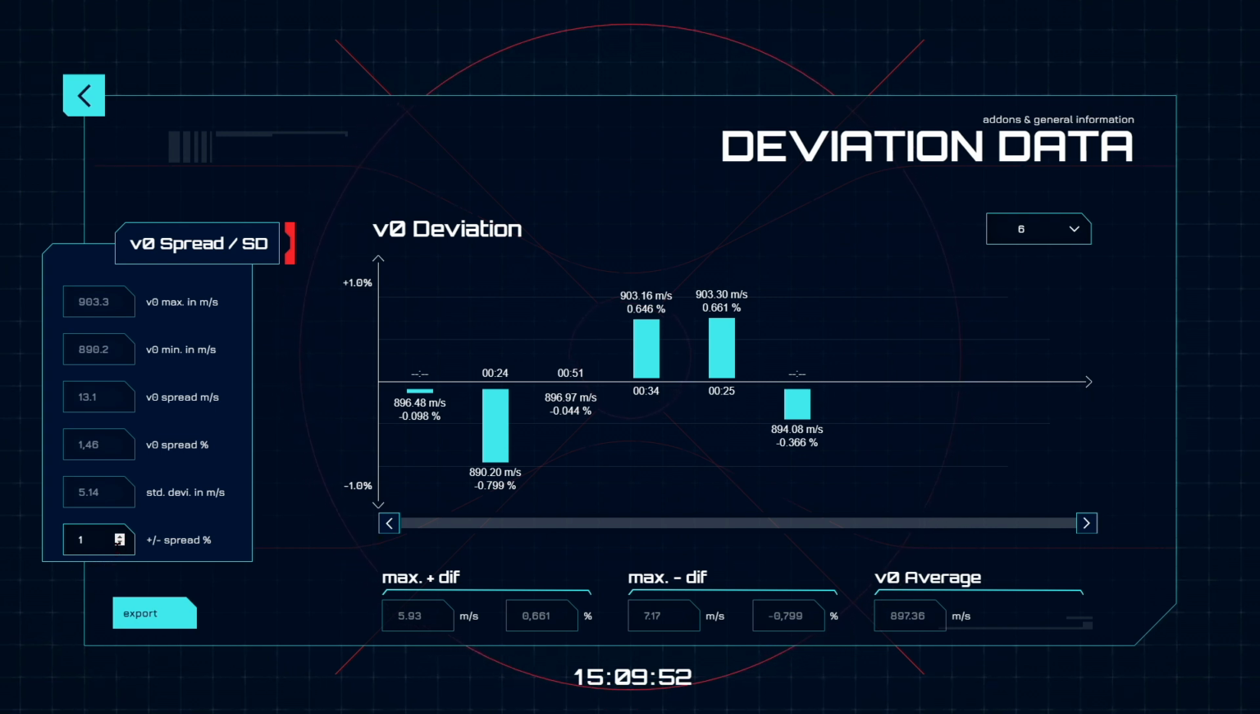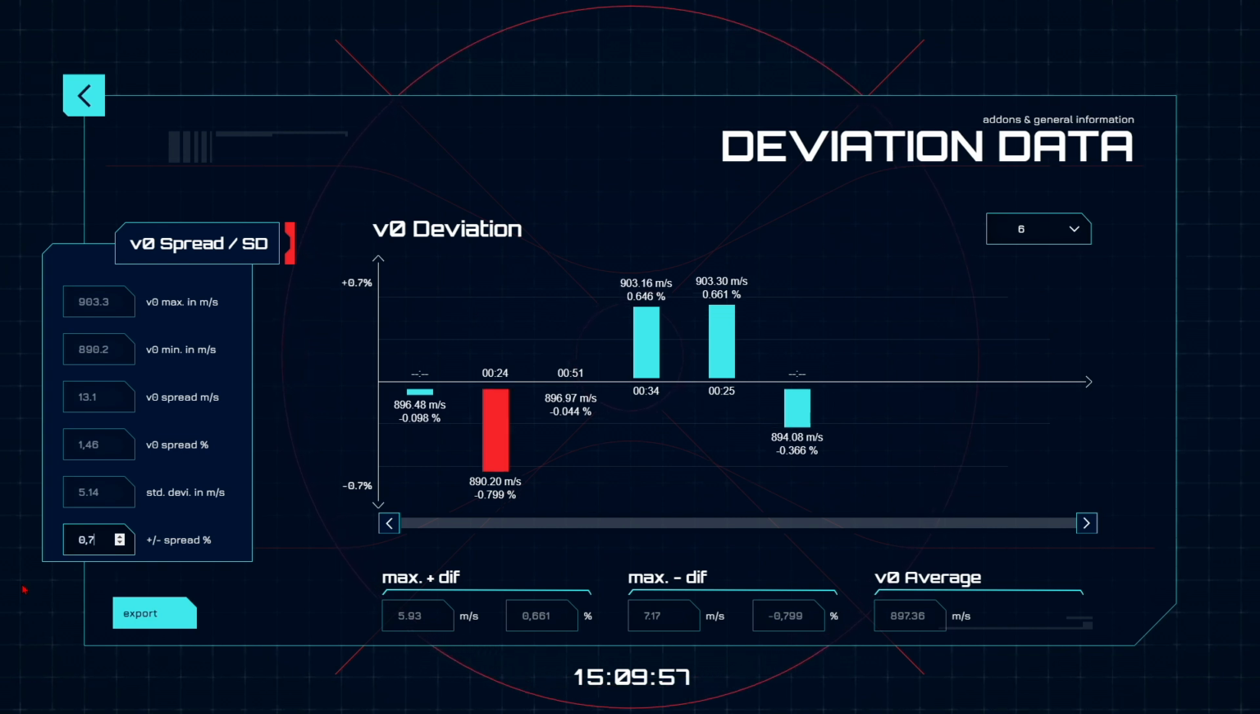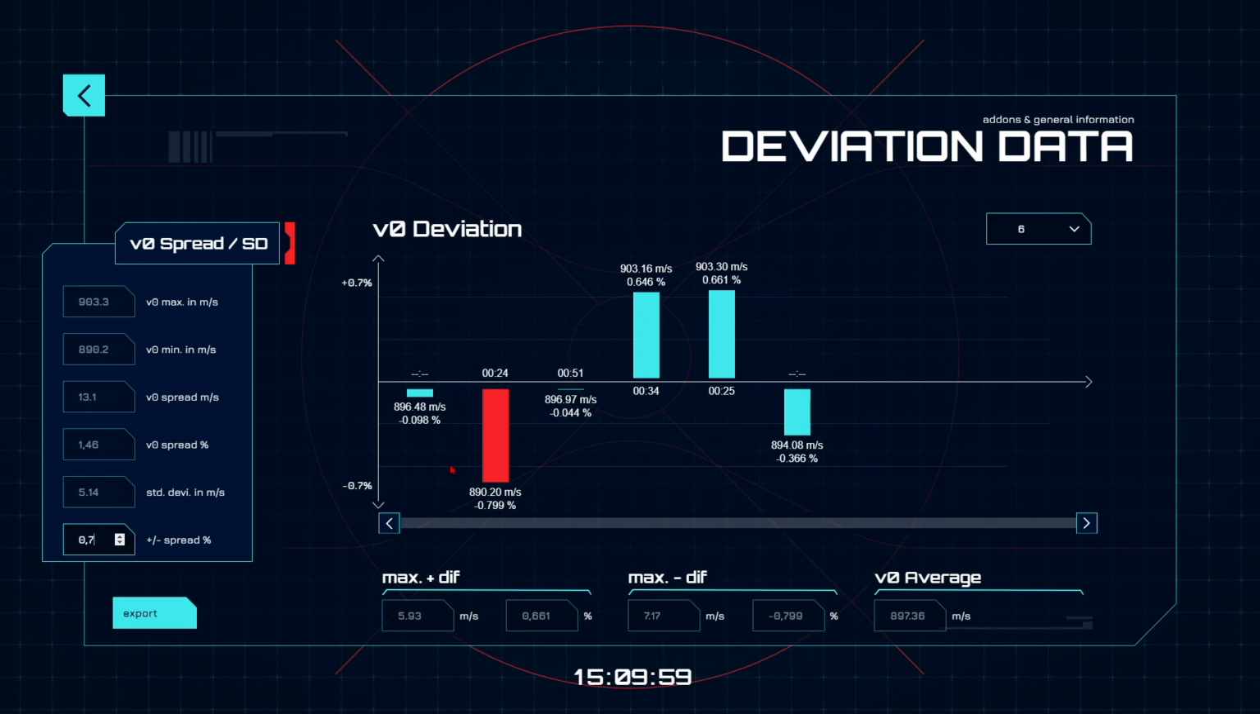If we were to change this to, let's say, 0.7, we can then see how the second shot here is now labeled red because it's outside of this 0.7% acceptance window at nearly 0.8% difference. And this means that this shot is outside of our acceptance.